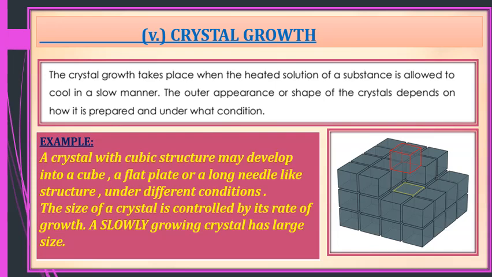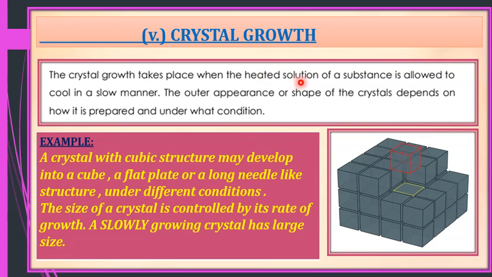Next property is crystal growth. What is crystal growth? Crystal growth takes place when the heated solution of a substance is allowed to cool in a slow manner. When you slowly cool the heated solution of a substance, the outer appearance or shape of a crystal depends on how it is prepared, under what conditions.